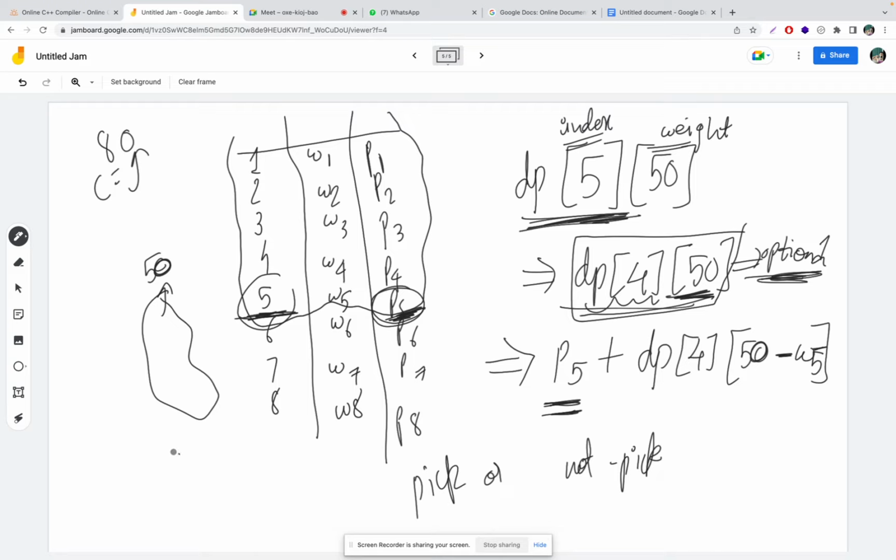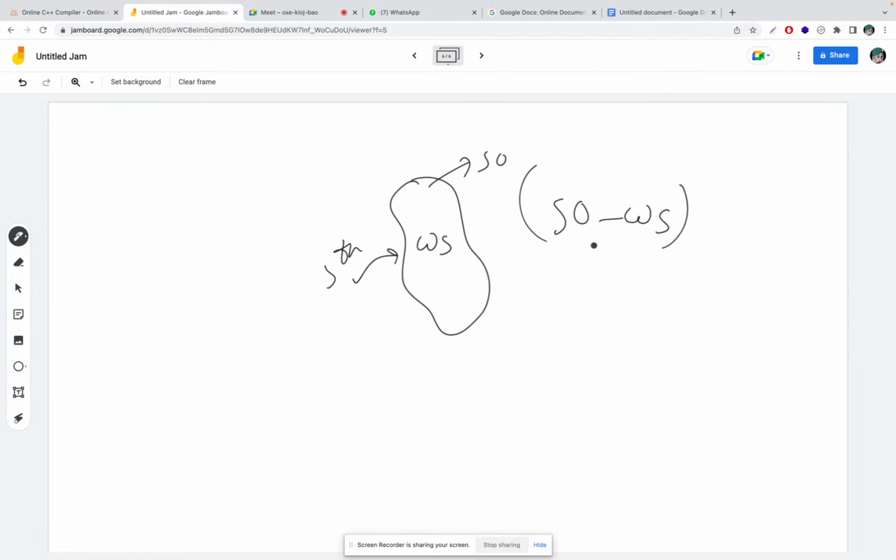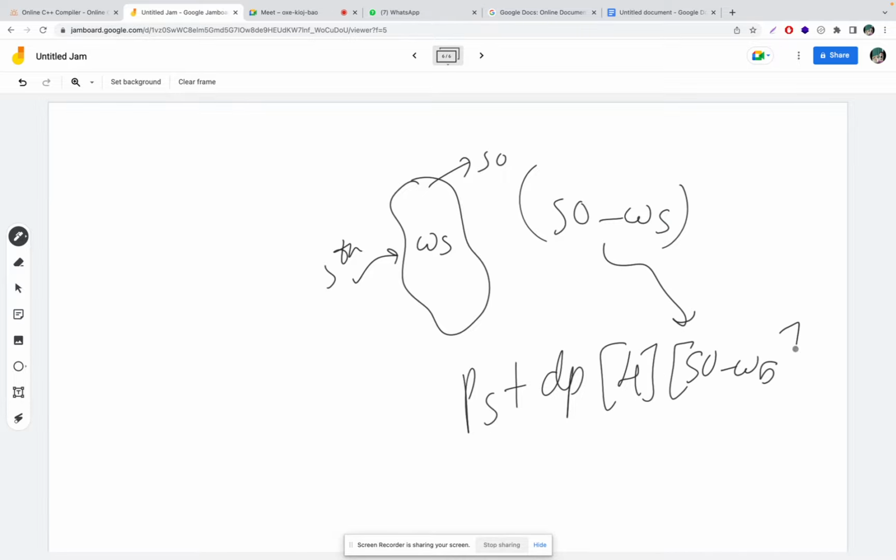So after writing P5, I am writing what? Say your capacity of the bag was 50, right? Let me explain. The capacity of your bag is 50, and you are including the fifth element in this. It means you are adding W5. So how much space will be left? 50 minus W5. That's why the answer is P5 plus DP of previous index 4, 50 minus W5. Got it? Is it clear to everyone?